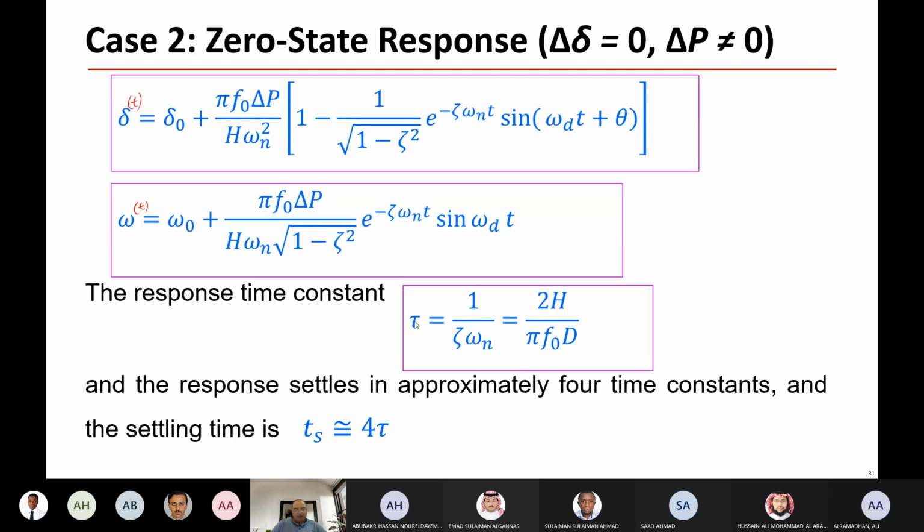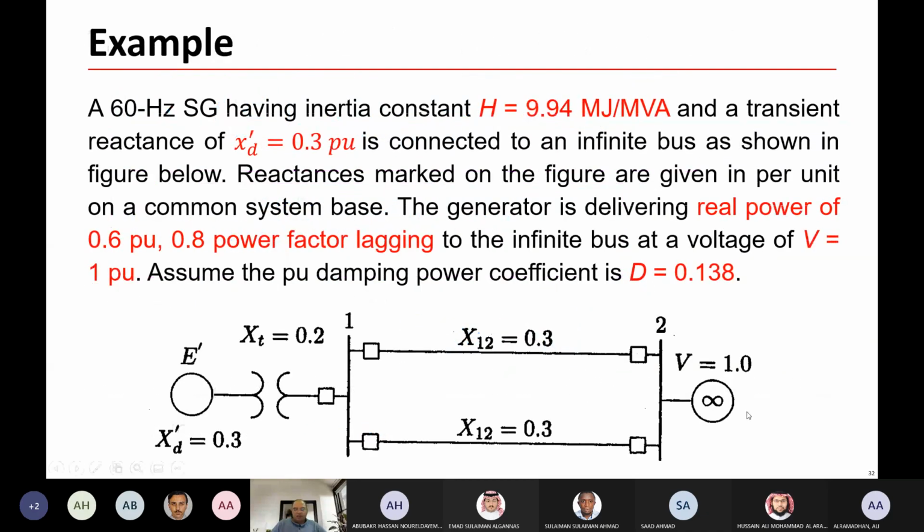The response time constant tau is usually 1 over sigma, where sigma is the real part of the root of the characteristic equation, lambda equal to sigma plus j omega. So 1 over sigma gives you the time constant, and the time constant is approximately the settling time. Okay, so let us take this example and analyze the steady state stability of the system.